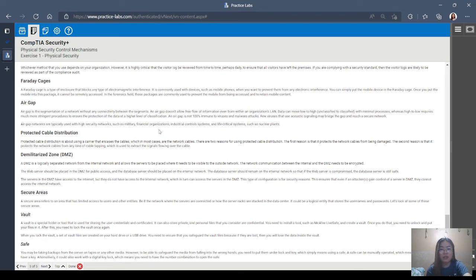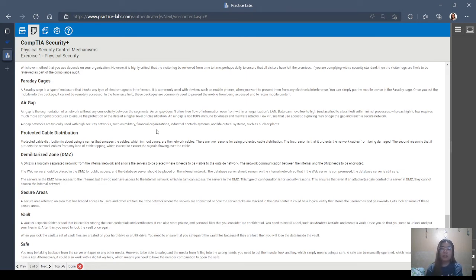An air gap is not 100% immune to viruses and malware attacks. A few viruses that use acoustic signaling may breach the gap and reach a secure network. Air gap networks are typically used with high security networks such as military, financial organizations, industrial control systems, and life critical systems such as nuclear plants.